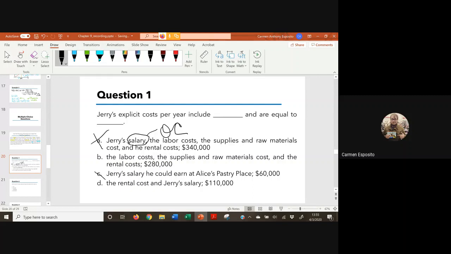Again, we can't involve C because we're talking about an opportunity cost. Salary, again, opportunity cost. And so our only answer is the labor costs, the supplies and raw materials, and the rental cost, which adds up to $280,000. Okay?